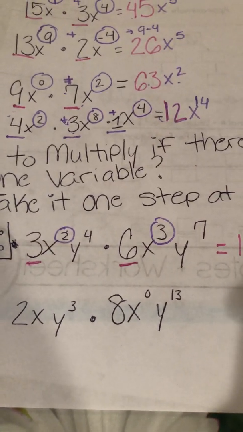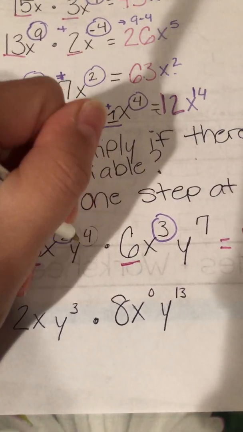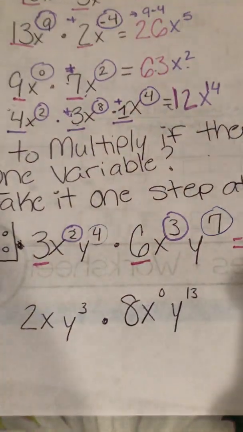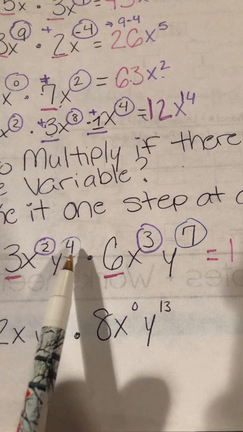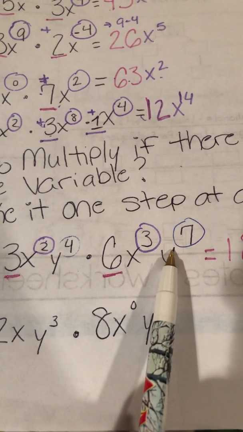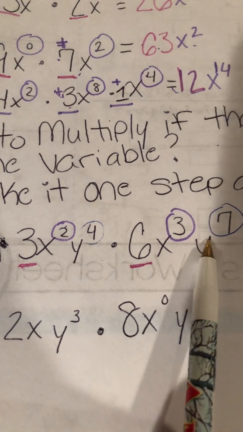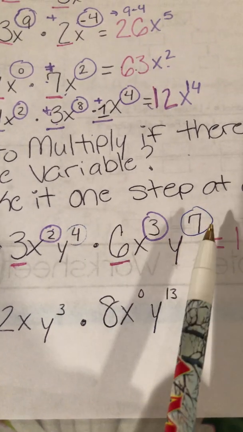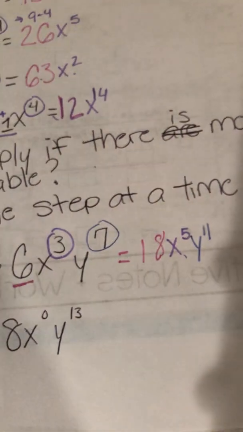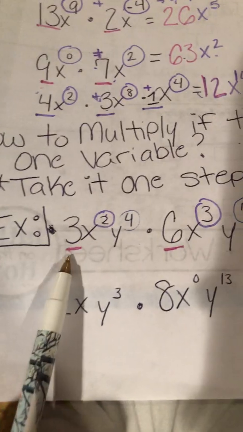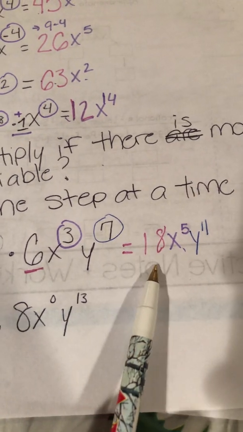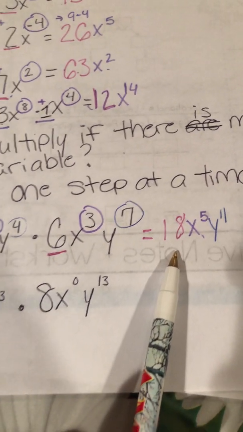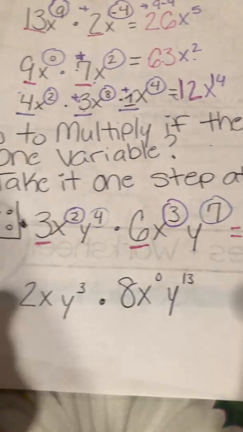Now I take care of my y's. I have y to the 4th and y to the 7th. I still add them, but instead of adding 2 and 3, I'm adding 4 and 7. 4 plus 7 is 11. So y to the 4th times y to the 7th is y to the 11th. Therefore, 3x squared y to the 4th times 6x cubed y to the 7th gives me 18x to the 5th y to the 11th. Sounds like a mouthful, but it's not that hard.